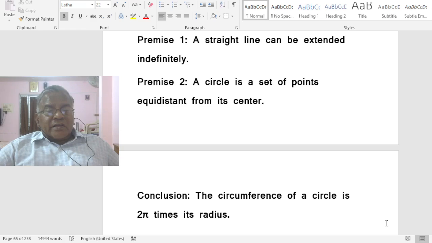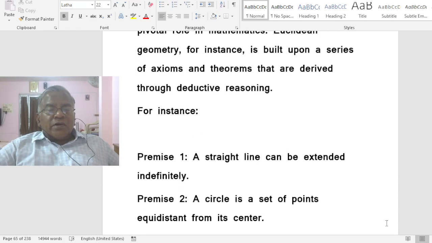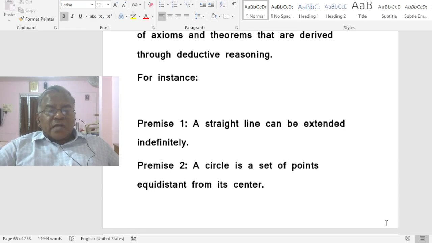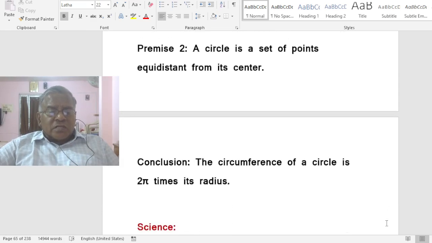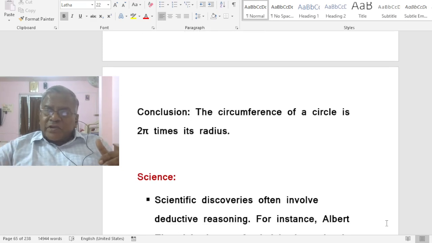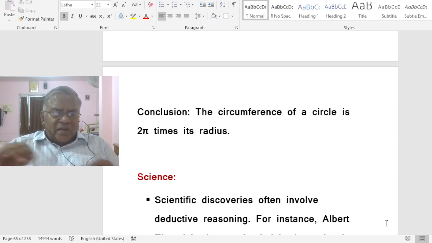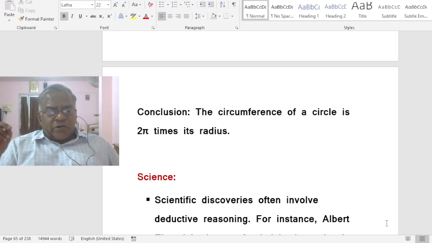So that is the idea here. This is a nice example of deductive reasoning. A straight line can be extended indefinitely. A circle is a set of points equidistant from its center. So the circumference of the circle is 2 pi times its radius, and it goes on indefinitely. There is no round number here. 2 into 22 by 7, 3.14, other numbers will be coming like that. But normally we take it as 3.14.